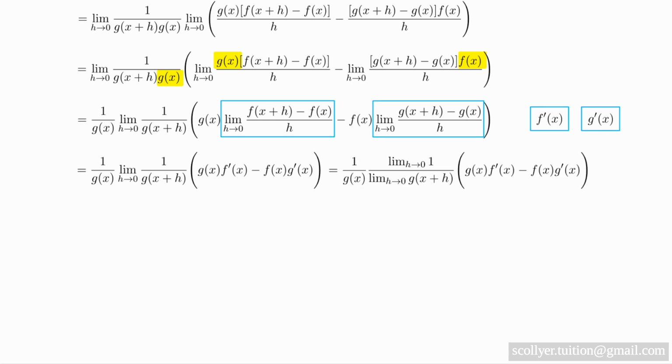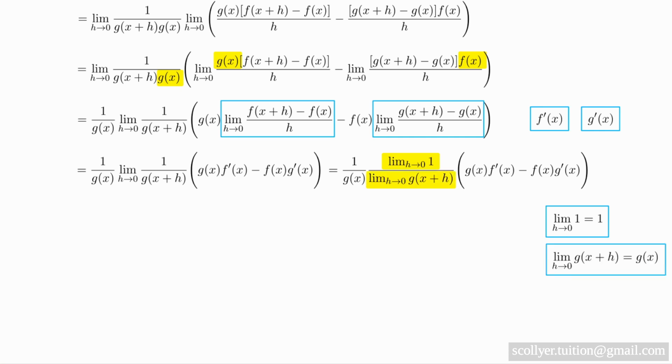As a first step, we turn the limit of a quotient into the quotient of limits to give us the limit as h tends to 0 of 1 over the limit as h tends to 0 of g of x plus h. And the limit in the numerator is 1, since 1 does not vary with h. And the limit in the denominator is g of x, because if h tends to 0, then x plus h tends to x. So g of x plus h tends to g of x.